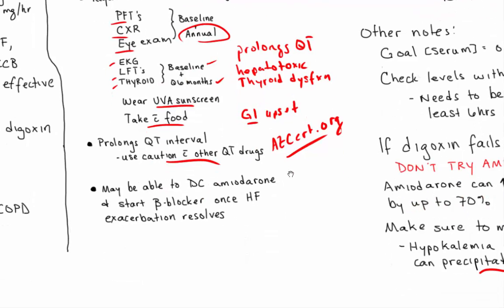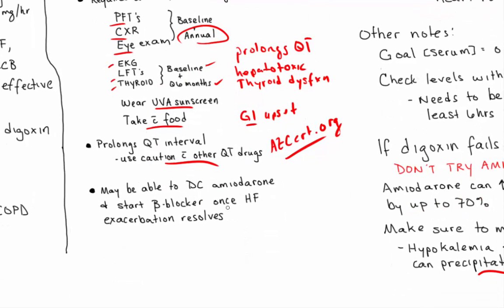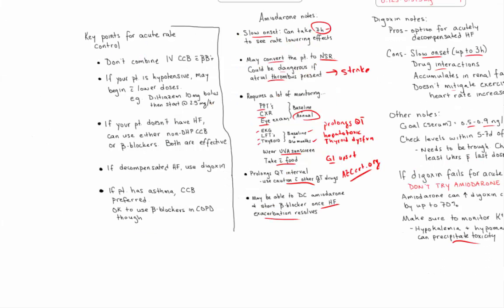For a list, again, you can go to azcert.org. And just like we mentioned with digoxin, once that acute heart failure exacerbation resolves, we may be able to transition it back over to an oral beta blocker and discontinue the amiodarone. So this brings us to the end of how to rate control a patient. But I should say a couple things that'll help you clinically.